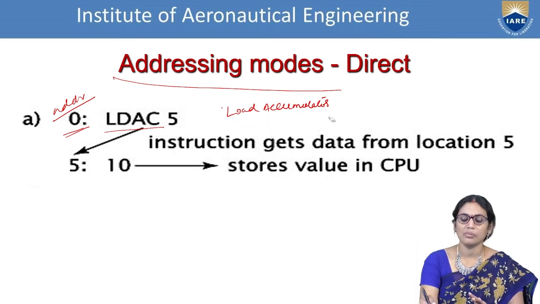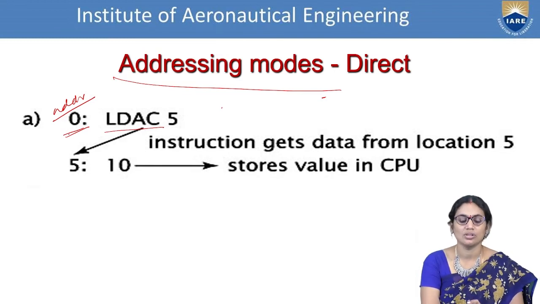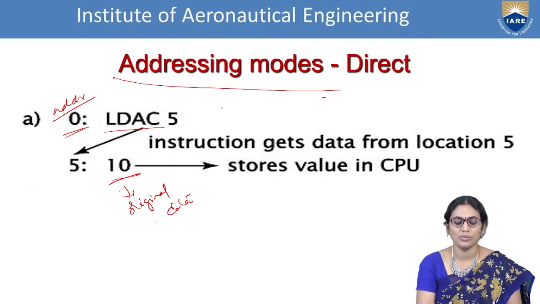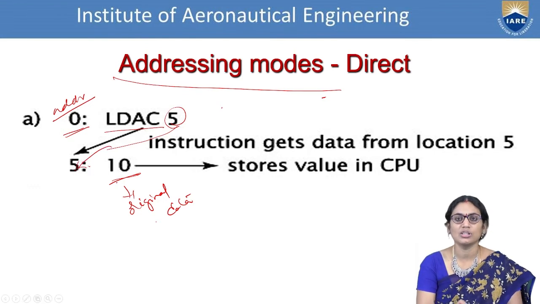Now the accumulator can be loaded with the data or loaded with the address. Now I am saying that this is the address. It is being specified as LDAC 5. LDAC 5 means 5 is some address location. I am fetching that location, which holds my original data. So store the value in the CPU by using the address of the corresponding data location. So 5 is the data location where my address is specified, and using this address I am getting the original value. In this way I am getting the direct addressing mode.